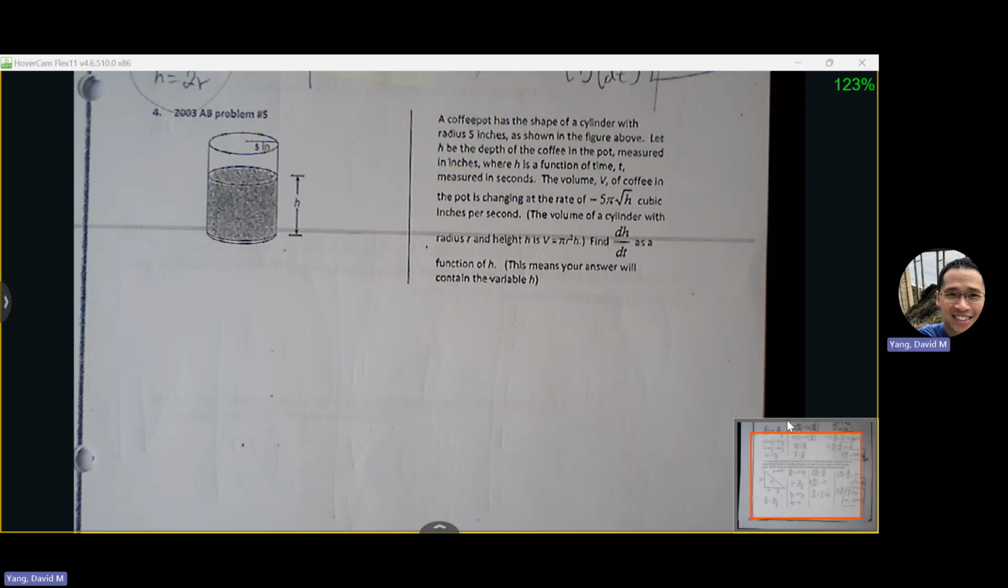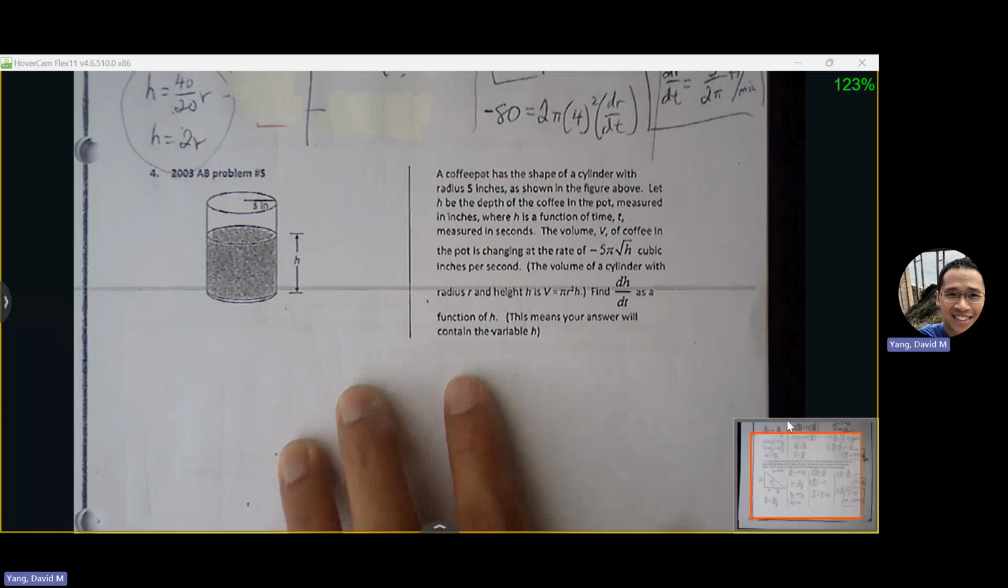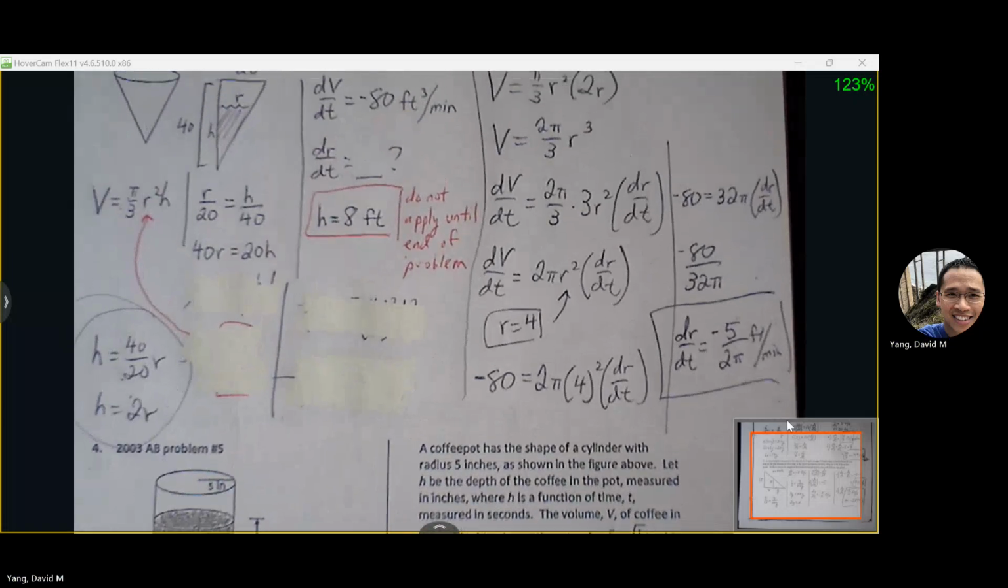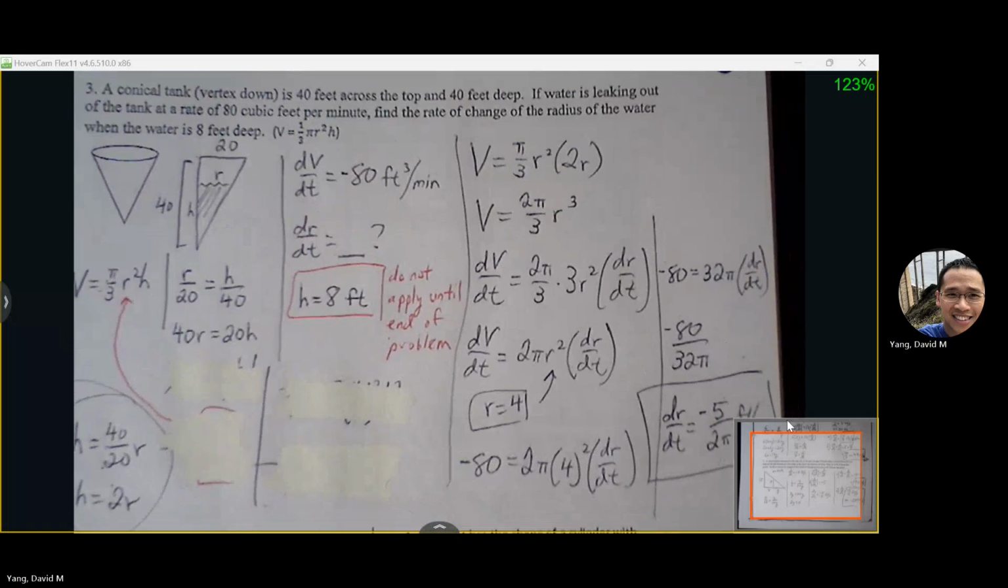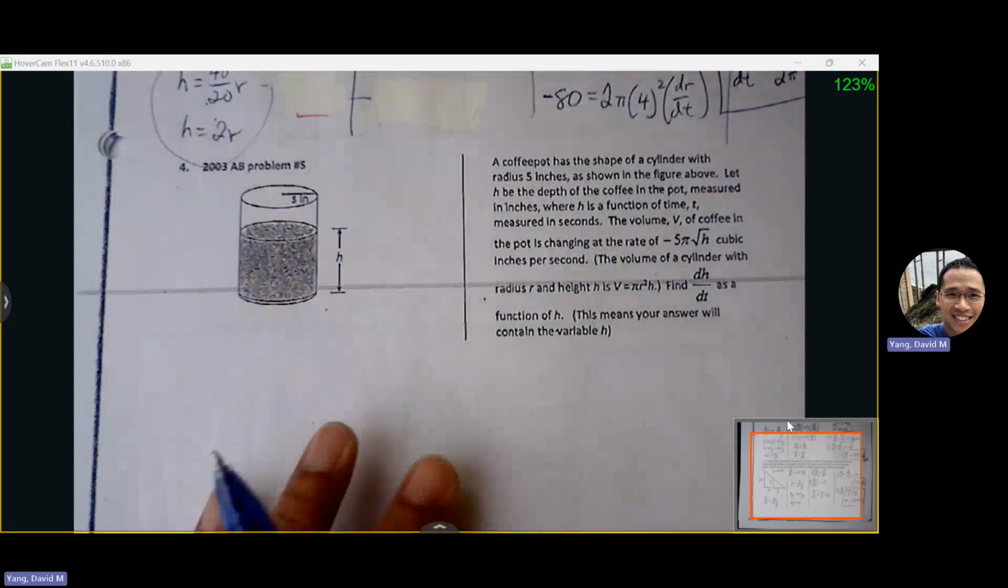All right, next up, I want to talk about comparing cones and cylinders. So this is page 15. We did the cone problem above. Let's talk about the cylinder problem below. Okay, so here's number 4, page 15.